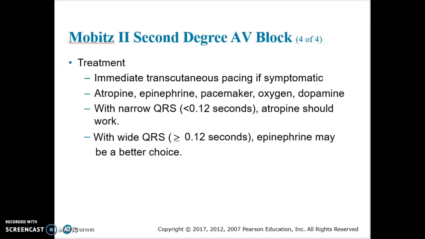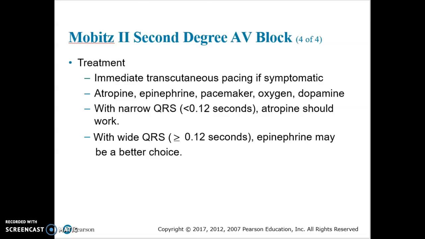Atropine works best if the block is in the AV node. If it's in the bundle branches, it speeds the impulses down, but it still doesn't fire. So the atropine does not have that direct effect on the bundle branches. So atropine works best if it's up higher in the AV node and in that atrial area. We want to give epinephrine if we feel like it's down in the bundle branches because it works best on the ventricles.